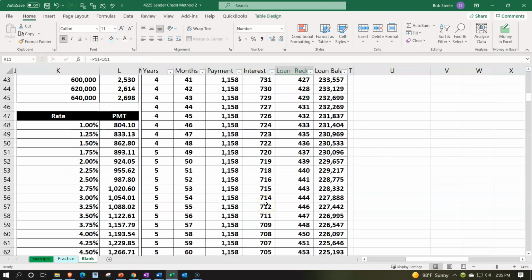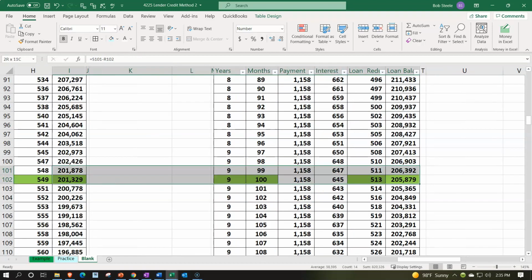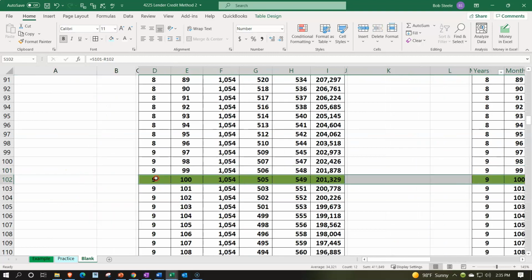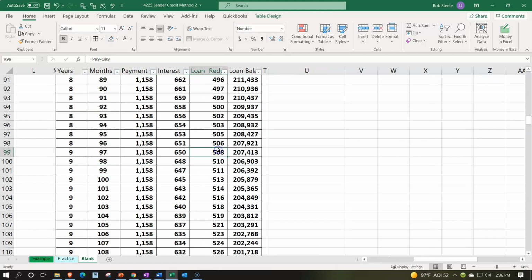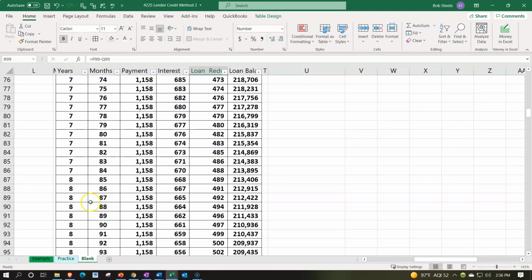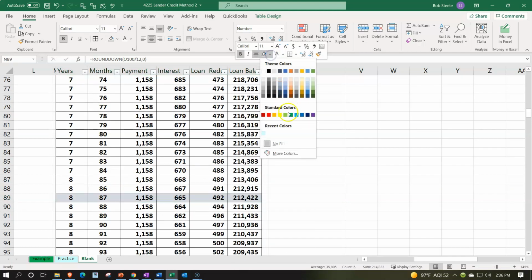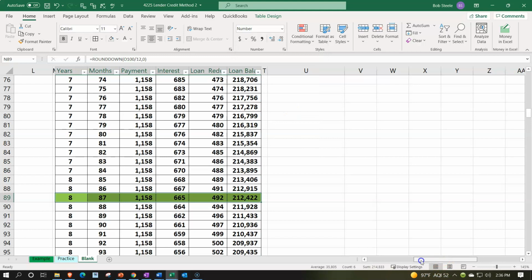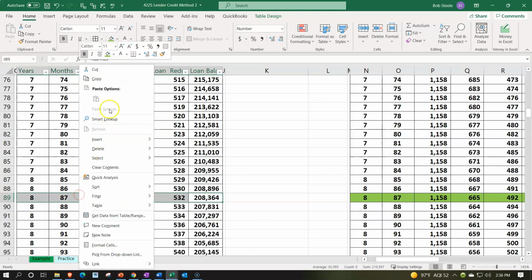So 87, if I go down to 87, I got 100, this green at 100. I'm going to ungreenify that. That's not the right spot. We were looking for 87, which is right there. So 87, that's the approximate spot where we think these two things will cross over, breaking even.